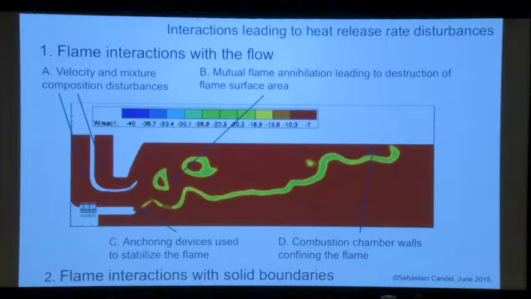The anchoring may also be a problem. We may have velocity disturbances coming from upstream. We may have the mixture composition also changing, because one wishes to have a constant equivalence ratio. But if the injector responds to the pressure fluctuations, you may have a fluctuation in the equivalence ratio. So we want to study that as well.